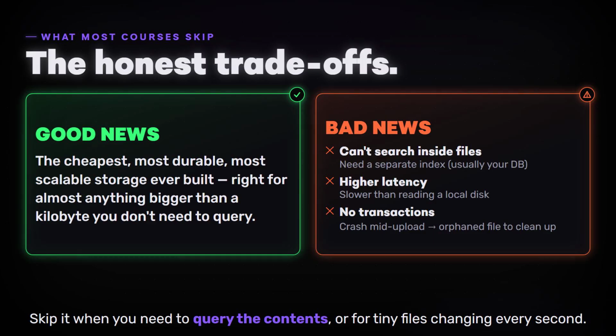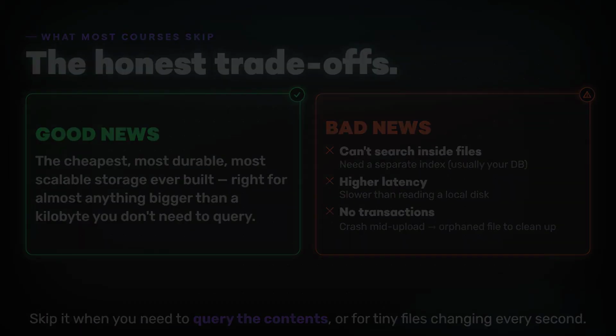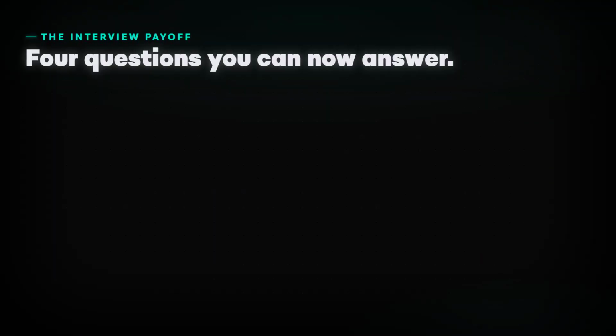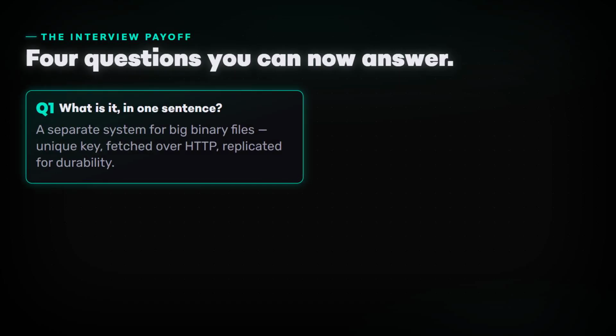If your app uploads a photo and then crashes before saving the URL to the database, you have got a file with no row pointing at it. You will need to clean it up. When not to use object storage: when you need to query the content, or when the file is tiny and changes constantly. A 100-byte config that updates every second costs more in API calls than it would in a database. Simplicity is a feature.